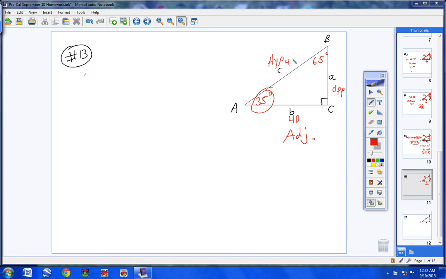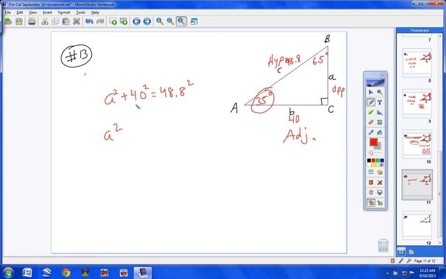We know c was 48.8. I think that got erased. And we know this side down here, the adjacent side, is 40. So I know one leg is an unknown, a squared. The other leg is 40, so 40 squared. And then the hypotenuse is 48.8 squared. Now, if you square 48.8 and you square 40, and then bring this 40 squared, whatever number you get, bring it over to the other side and subtract.